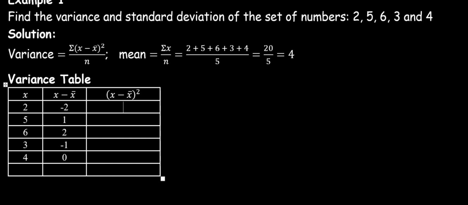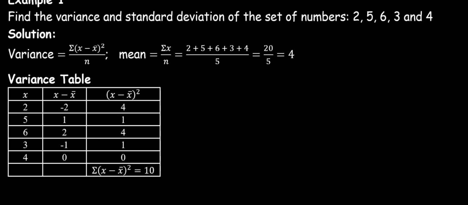Next is the square of our subtracted value. And you know, any number squared, even if it is minus, becomes plus. So minus 2 squared is plus 4. 1 squared is 1. 2 squared is 4. Minus 1 squared is 1. 0 squared is 0. Next, we sum the values in this column, which is summation of x minus x bar squared. And that will give us 10.